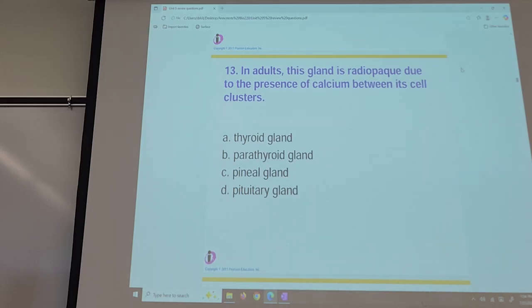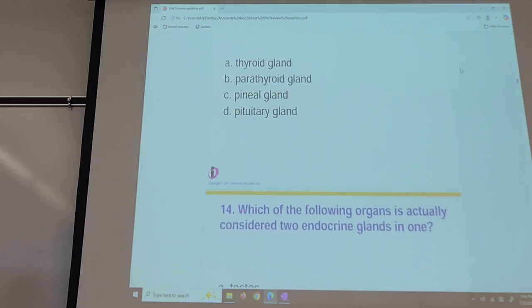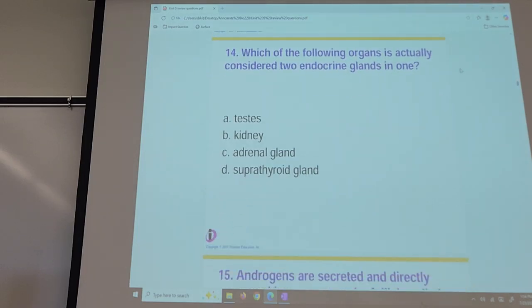Okay. All right, in adults, this gland, well, we didn't really talk about this. Anyone have an idea? It's actually the pineal gland. I didn't mention it, so again, lucky number 13 you can skip. I don't think that's really important to know.